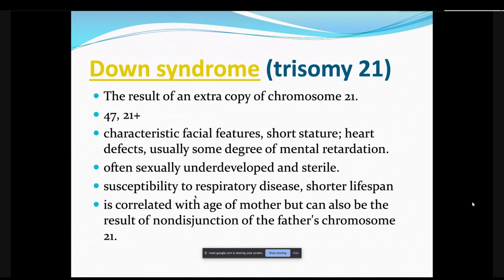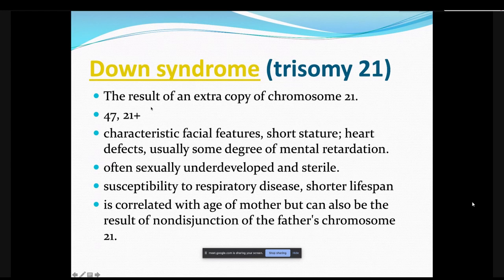So Down syndrome is one classic example of a chromosomal disorder. It's also referred to as trisomy 21. It's a result of an extra copy of chromosome 21, and hence it is abbreviated as 47, 21 plus, meaning at the chromosome 21 position there is one extra, so plus.